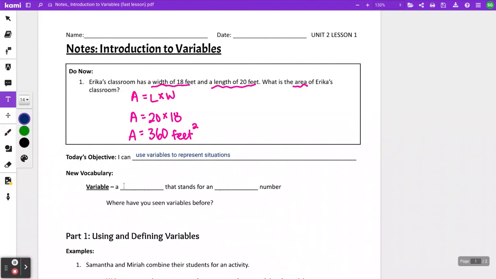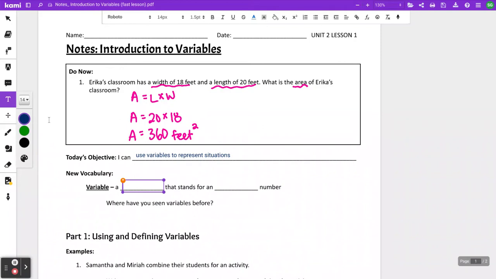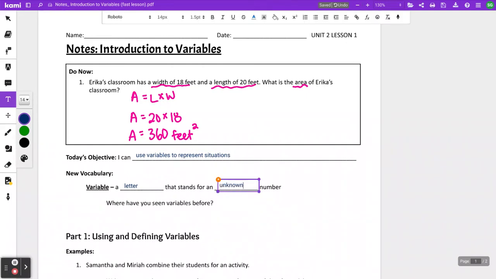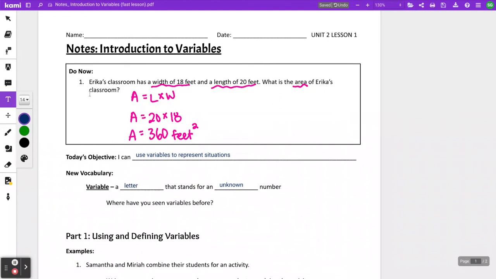In this lesson, we're going to say the word variable a lot. And a variable in math is just a letter. We use letters to stand for or to represent an unknown number. So that warm-up we just did had variables in them. Where did you see variables before?